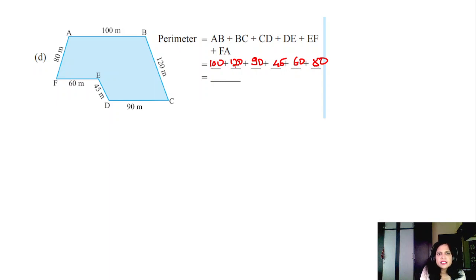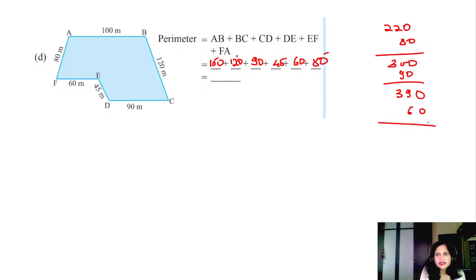Now 100 plus 120 is 220. For this I add 80 to this. I get 300. These two are over. Now 300 plus 90 is 390. 390 plus 60, I write. I'll give 10 from the 90 here. 390 plus 10 is 400. 450 it is. Then 60 is over. 90 is over. The last thing is 45. Here, 4 plus 5 is 9. 495 meter is the perimeter of this area.